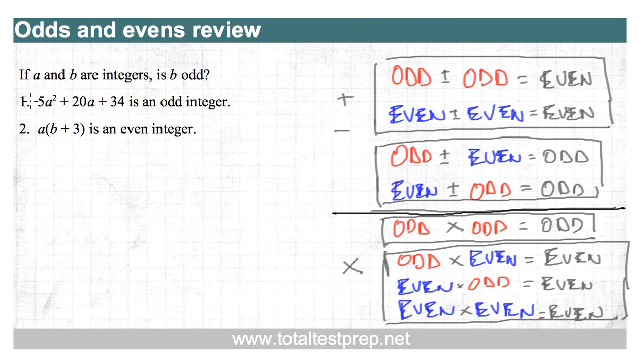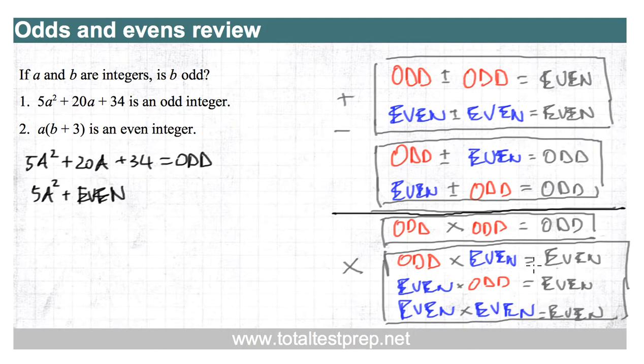We're asked whether b is odd, a and b are integers, and then we're given that 5a squared plus 20a plus 34 is odd. Well, 5 times a squared is an odd times a squared, and we don't know whether that's odd or even because it could be odd times odd or odd times even, so I'm just going to leave that as 5a squared for now. But 20 times a is an even number times a, which means this product is going to be even, because as soon as you have an even in there, the product becomes even. And then 34 itself is even.